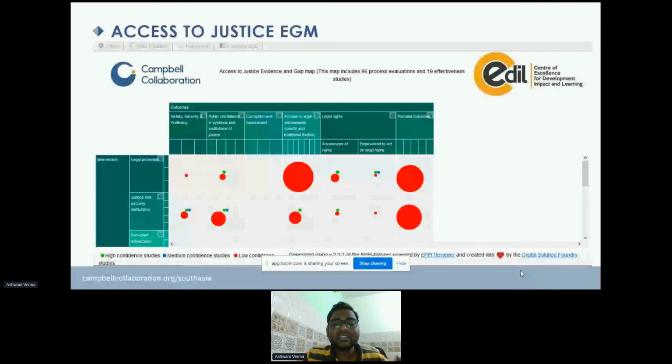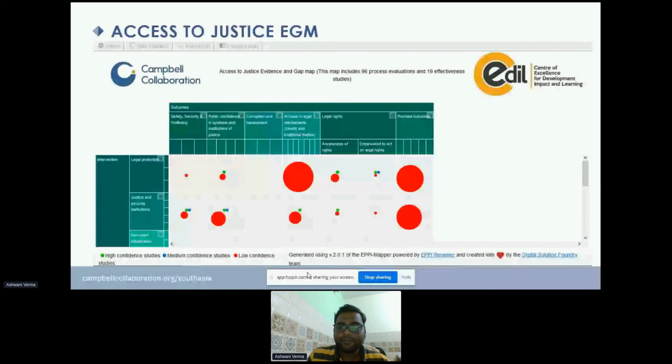The size of the bubble signifies the amount of evidence which is available. The red shows the low confidence studies, blue shows the medium confidence studies, and green shows the high confidence studies.